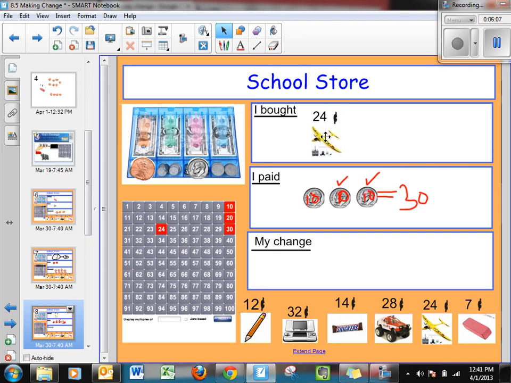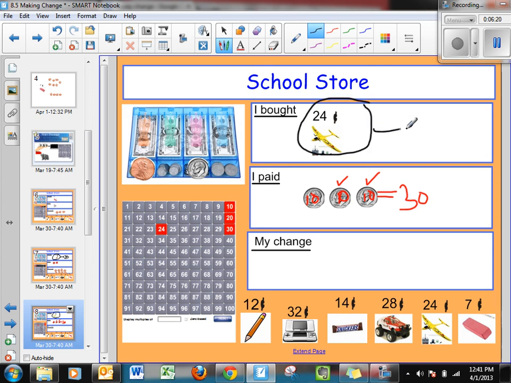So the airplane cost 24 cents. So that means I need to start at 24. Since I paid 30, I'm going to count how many hops it is up to 30. So again, let me change colors so you can see it. So again, I'm starting at 24 because that's what it cost me. I paid 30, so I'm going to start at 24 and count up to 30. So 1, 2, 3, 4, 5, and 6.